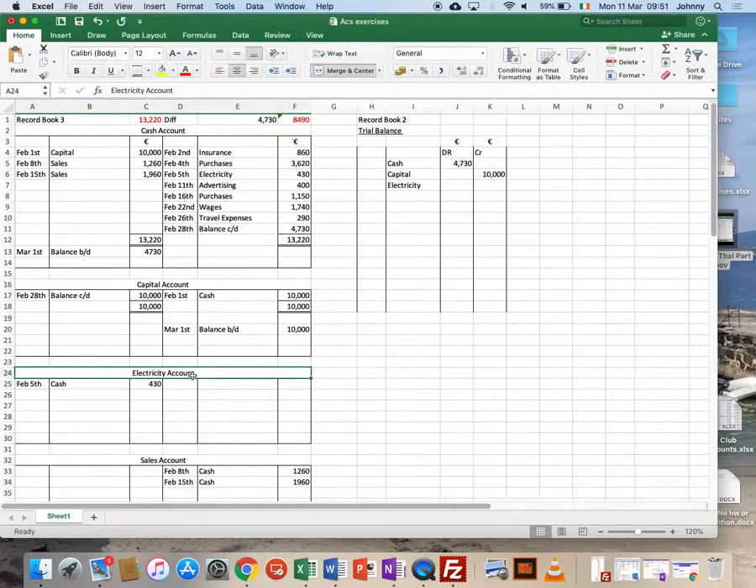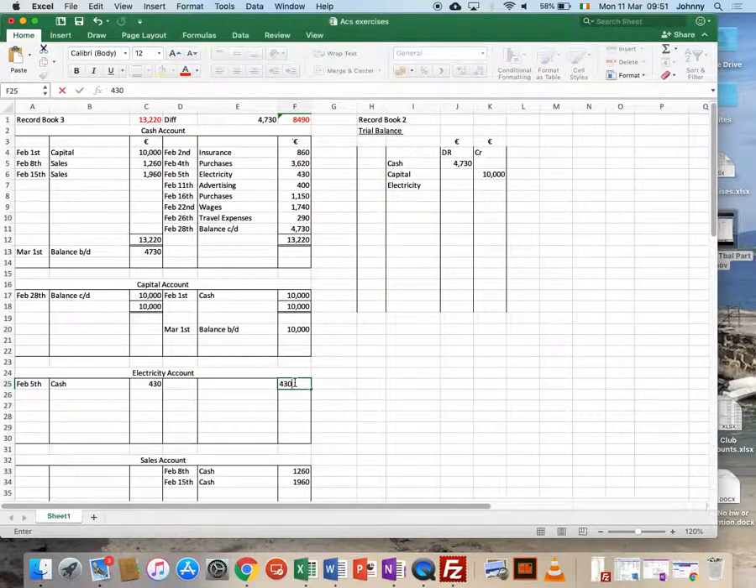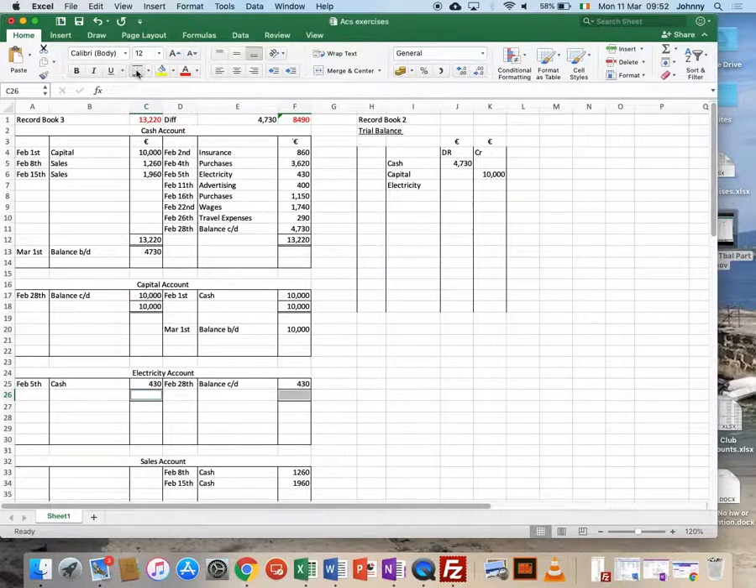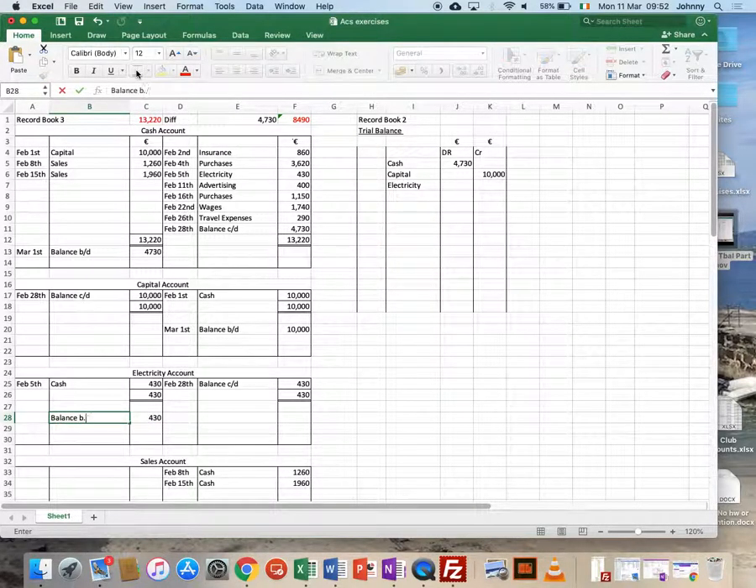I'll just do one more account to make sure we're happy we know what we're doing. Electricity account. I have 430 on the debit side. I've got 0 on the credit side, so the difference is 430. I'll call that balance CD, and I'll date that at the end of February. Then I'll do my total. Single line on top, double underneath. On the debit side I have 430, and on the credit side now I have 430. I'll put that difference on the big side, on the debit side, and I'll write balance BD. And I'll date that March 1st.